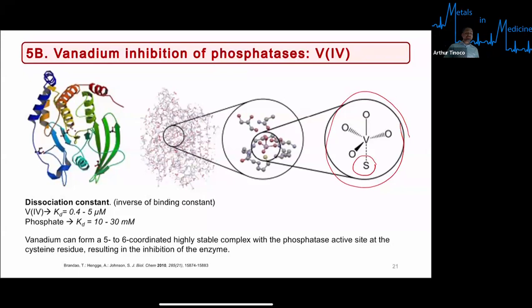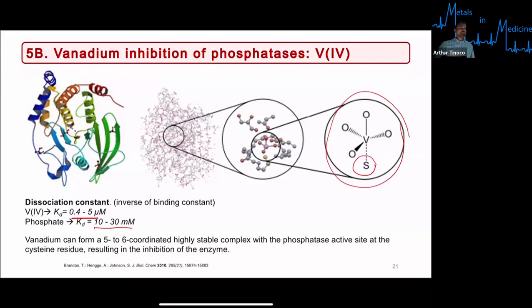In terms of the dissociation constant, vanadium-4 has a KD of 0.4 to 5 micromolar, okay? Whereas phosphate has a KD of 10 to 30 millimolar. From this perspective, you want the KD value to be lower. That indicates the binding of vanadium-4 is much stronger than the binding of phosphate, and that indicates that vanadium could be a very effective inhibitor of the phosphatases, in the context of what we're talking about, PTP1B.